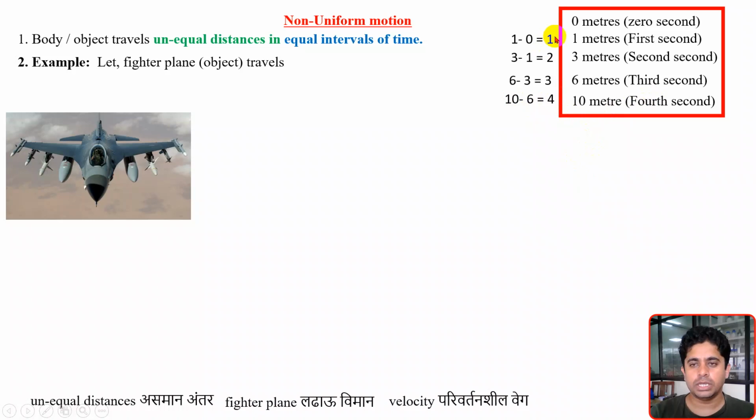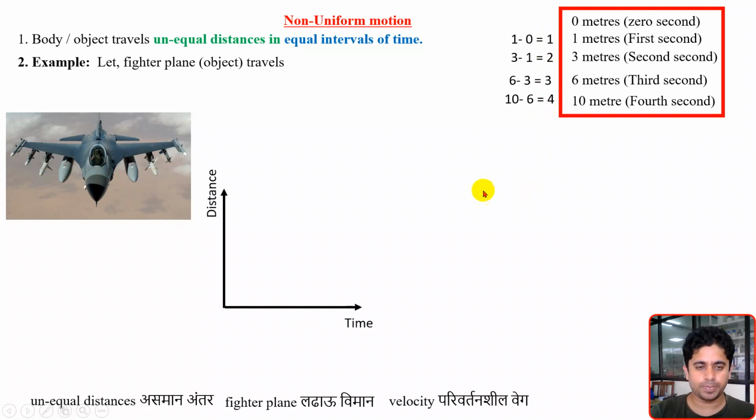Right. So here if you see, the distance traveled by the fighter plane is increasing in the corresponding time intervals. First time interval it has traveled 1. In the next time interval it has increased to 2. In the third, to 3. In the next, to 4. So there is an increase in the change in distance in the corresponding time interval. In case of uniform motion, these values were constant. Everywhere it was 5 meters. But here, somewhere it is 1, somewhere 2, 3, 4. It is increasing.